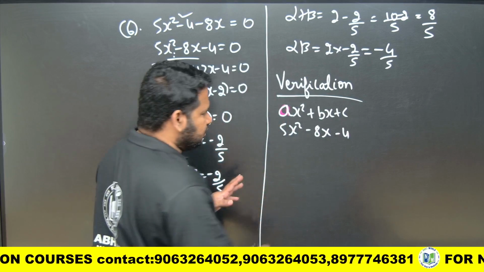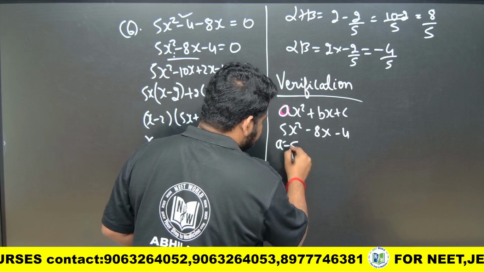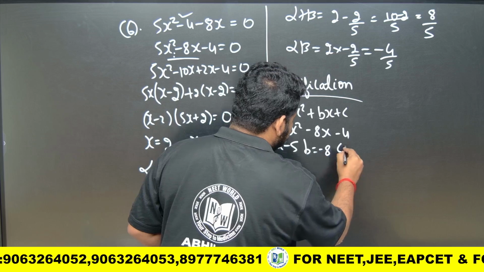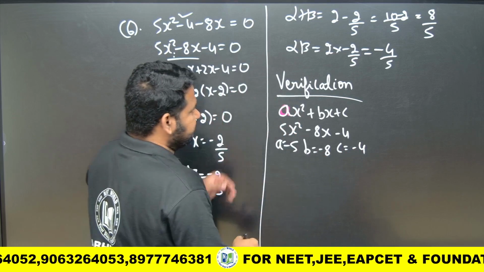If I equate it, what will I get? Comparing, a is equal to 5, b is equal to minus 8, and c is equal to minus 4. Now by the formula method, let me find the sum of the zeros.